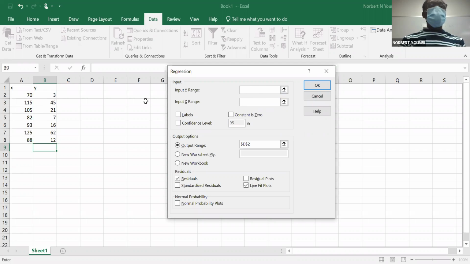So the y variable is this one. Let's highlight the y variable from B2 to B8. And the x variable is this one, from A2 to A8. I encourage you to write x and y as labels so that you know where to enter the values. If you start from row 1, then you should click Labels here, so Excel knows your labels are included. I'm not clicking there because I did not put in labels.